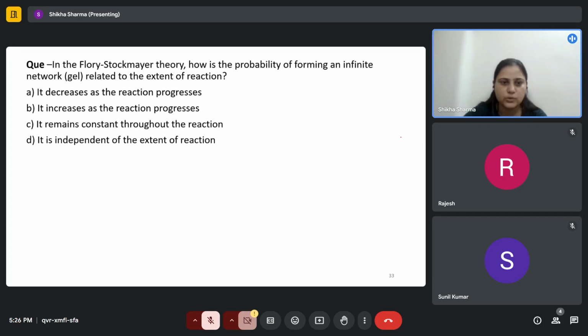We have already discussed the Flory-Stockmayer theory in the lecture slides. So how is the probability of forming an infinite network related to the extent of the reaction? The extent of the reaction is nothing but p, right? So how is it related?